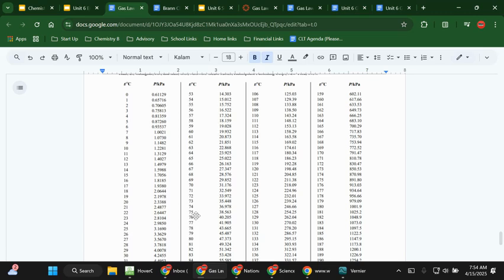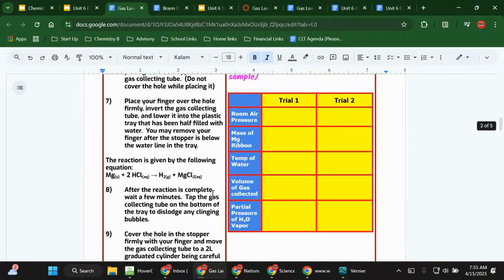mine was 19 degrees Celsius. I come here, I find 19 degrees. That means the pressure of water vapor was 2.1978 kPa. So I am going to come back up here and I am going to write that number in this box. Why? Because in the end, for me to find the pressure of just the hydrogen gas, what do I need to do with this number and this number?